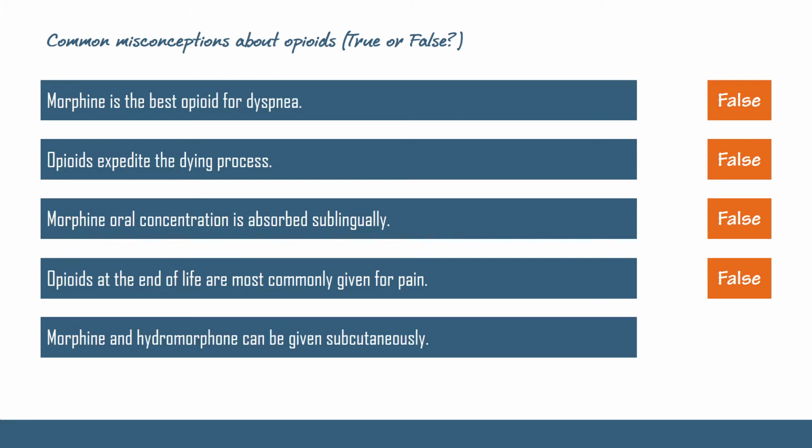Morphine and hydromorphone can be given subcutaneously. That is true. They are available in both IV and sub-Q form. There may be times when the sub-Q route is more optimal. Sub-Q reduces the time to peak effect for medications which have been helpful in symptom management with COVID patients. Let's talk more about sub-Q and how to gain subcutaneous access.